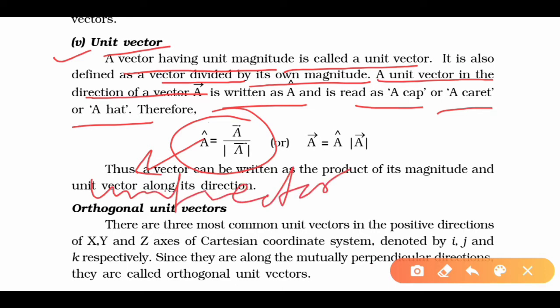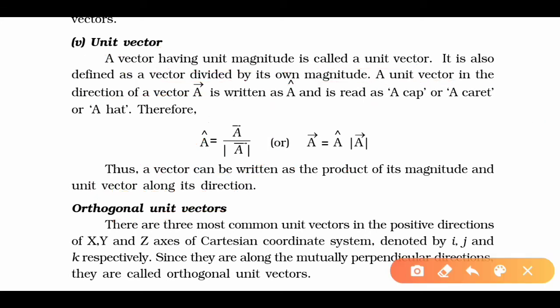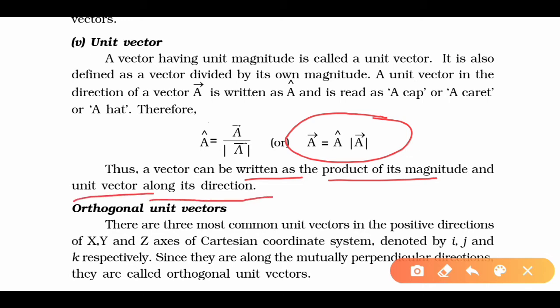Okay, unit vector's magnitude is always equal to 1. So we can find the value of the vector in terms of unit vector: A vector is equal to A cap into mod of A vector. Thus, a vector can be written as the product of its magnitude and unit vector along its direction. Clear?